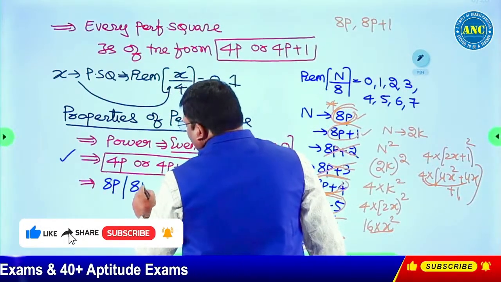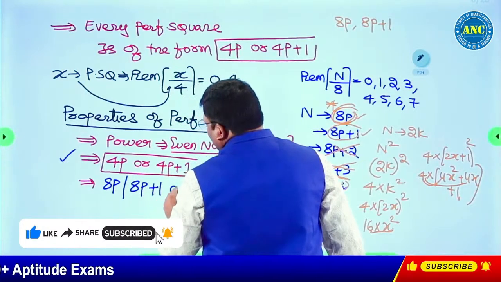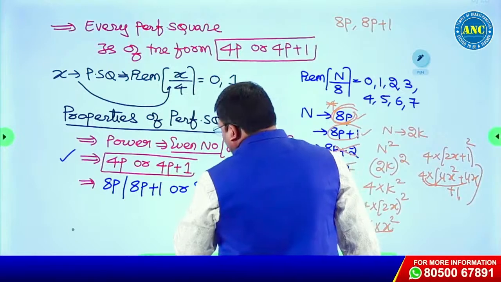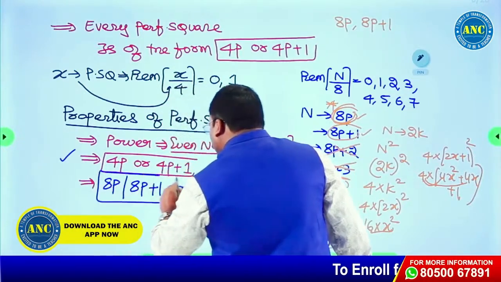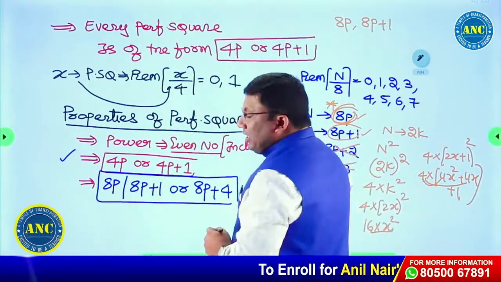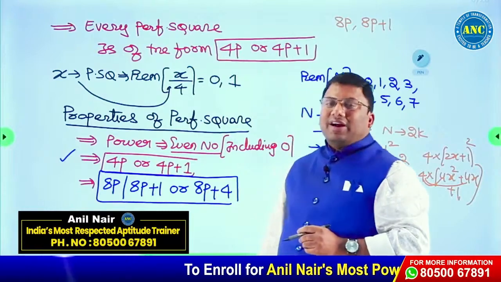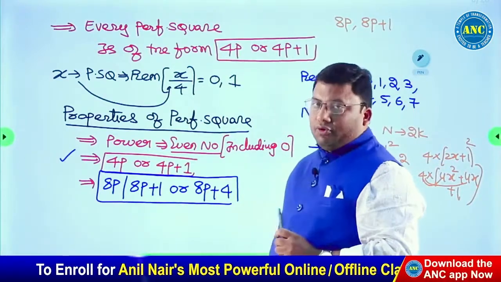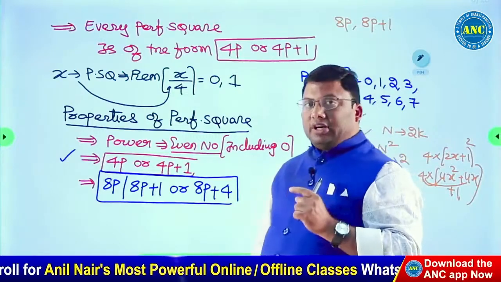8p, 8p plus 1 or 8p plus 4. Please write down, sir. Any perfect square when divided by 8, the remainder should be 0, 1 or 4. This is the third important property.